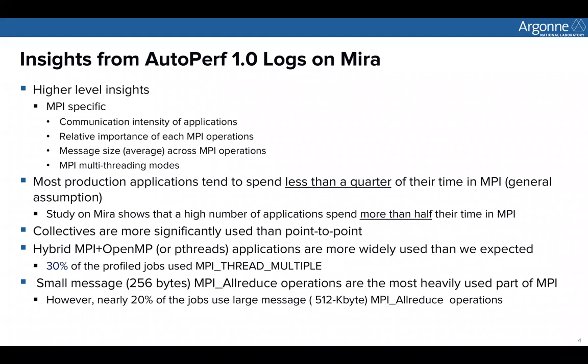And the small message all reduce operations are the most heavily used part of MPI, nearly 20% of the jobs, and also nearly 20% of the jobs use large message, like 512K byte, all reduce operations. These are some of the points that we could see, but with a closer look at the data, and depending upon the purpose for which we want to analyze, there is some scope for further analysis on this data.